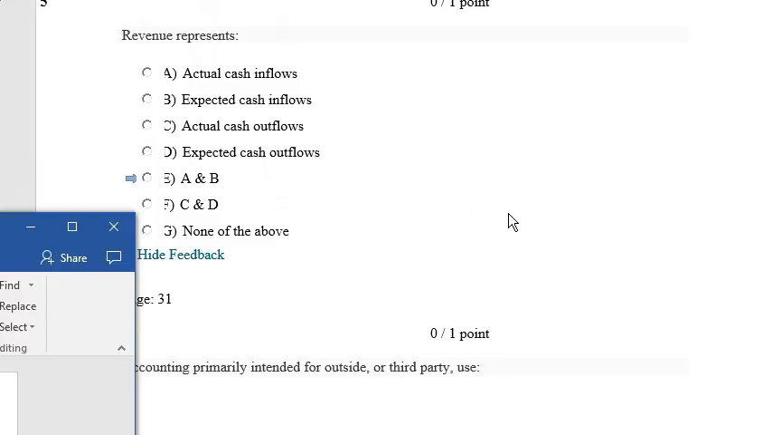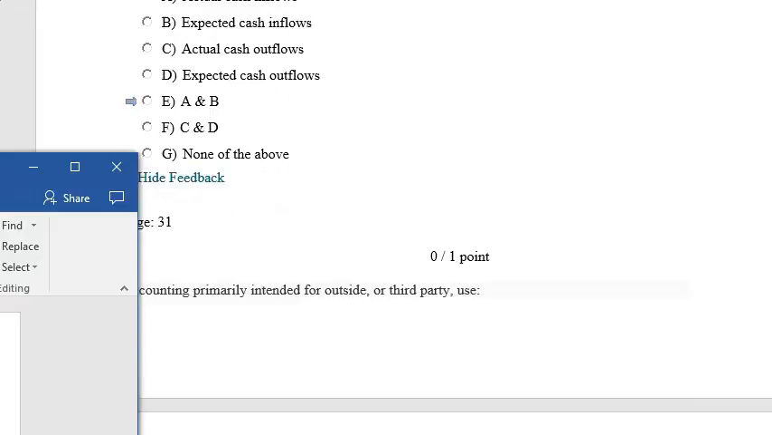So hopefully they kind of separate themselves out a little bit. Revenues, again, hopefully anything outflow generally doesn't make any sense, right? So you would immediately eliminate those answers. So with that one, the correct answer is A and B. All right, so good there. Okay.